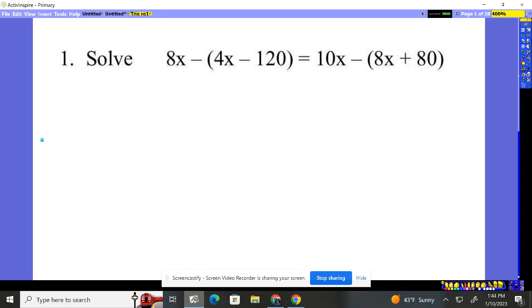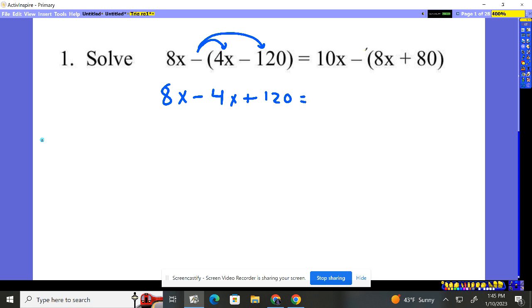Problem 1 just wants us to solve for x. So the first thing we see here is we need to distribute the negative sign through. So I'm going to distribute the negative sign through the parentheses. That'll be 8x, take away 4x, minus a negative changes to plus 120.